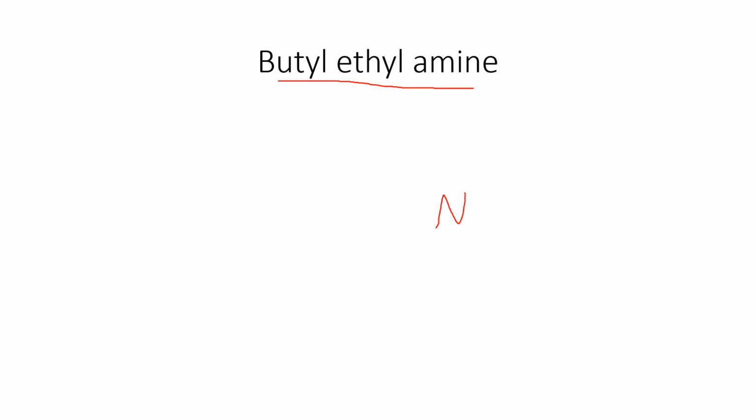Now I'm just looking at the groups that are attached to that nitrogen. My name tells me I have butyl on one side. Well, butyl would mean 4 carbons. 1, 2, 3, 4. So I have 4 carbons on one side. On the other side, ethyl tells me I have 2 carbons. So I'm going to get my carbons in place. Here I have my carbon skeleton, my carbon backbone. I have my functional group in place.